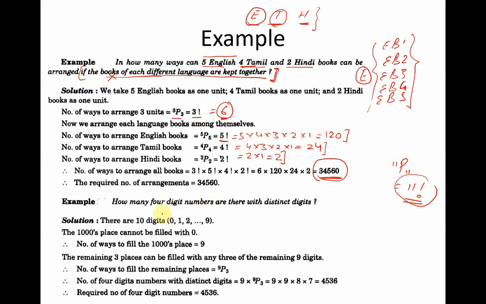Let's take another example. How many 4-digit numbers are there with distinct digits? So there are 10 digits possible, 0, 1, 2 up to 9. Now 4-digit numbers means the numbers can be 1, 0, 0, 0 up to 9999. So the thousands place cannot be filled with 0. So how many possibilities are there for the thousands place? Only 9.